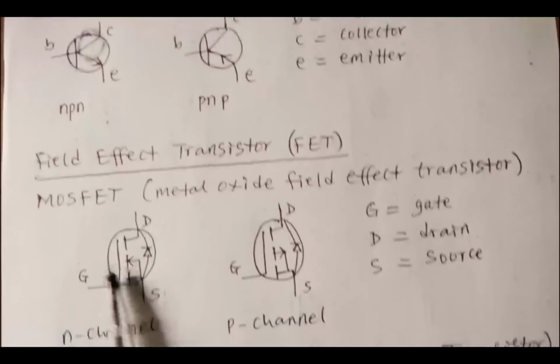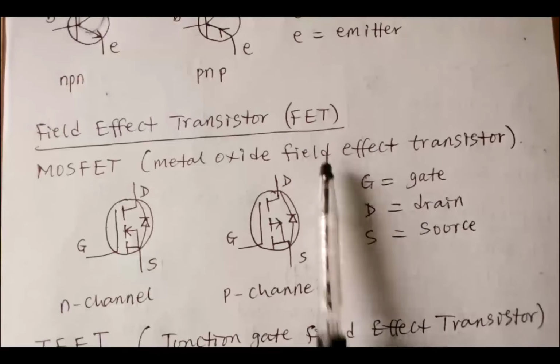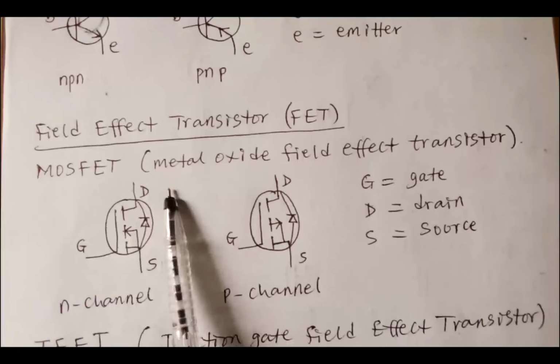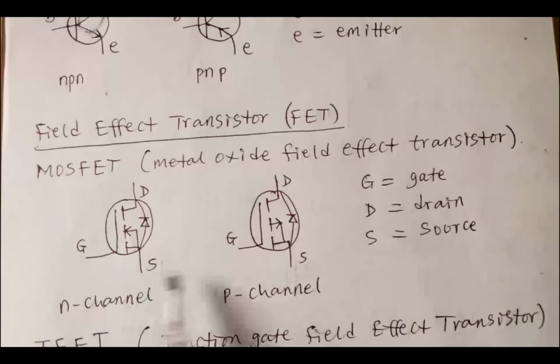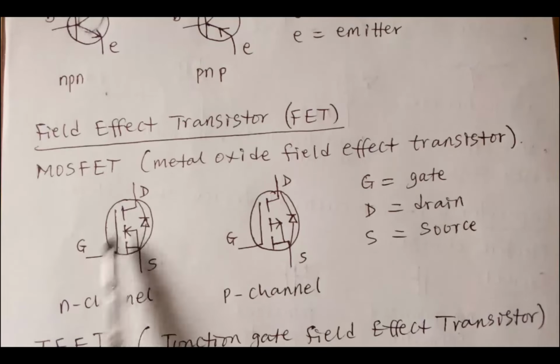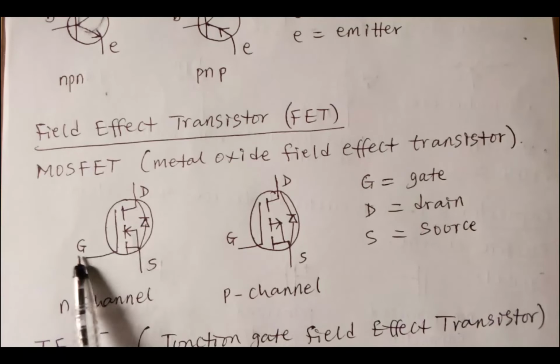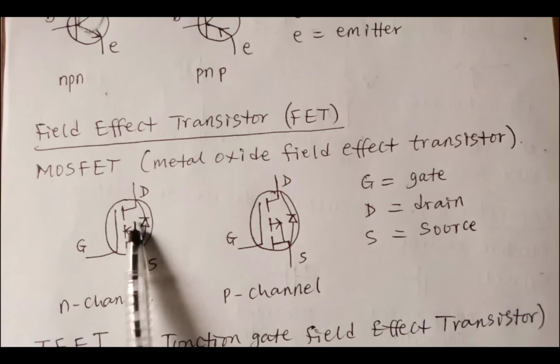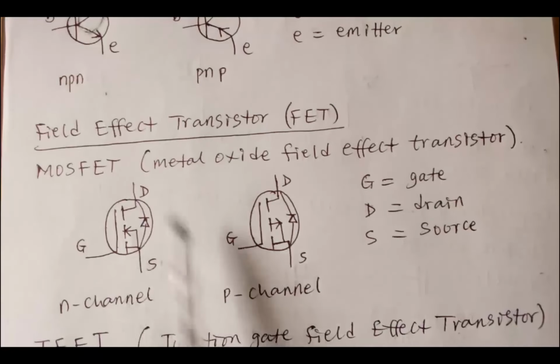Then we have another type, the field effect transistor, FET. Under the field effect, we have the MOSFET, metal oxide field effect transistor. Their pins are known as gate, drain, and source. We have the N channel and we have the P channel. So this is the drawing. You can see the drawing is different from the BJT.